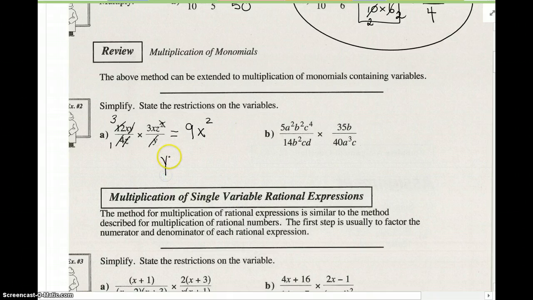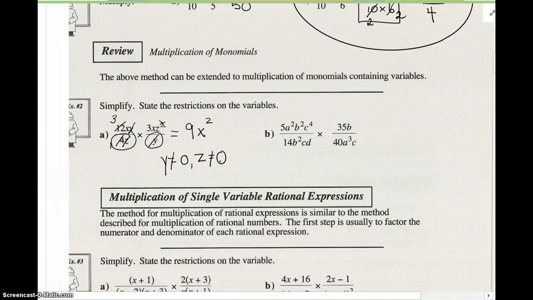Again, I need to do restrictions, and y cannot equal. Now I know I don't have a y in the answer, but I have to look throughout the entire question to see where they're located. So I have a y on the bottom, therefore it can't equal 0. And I also noticed my z was on the bottom. It cannot equal 0, or else it would be undefined.